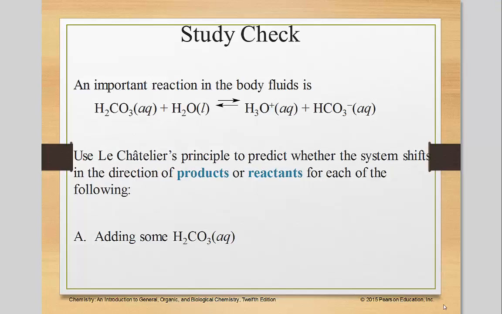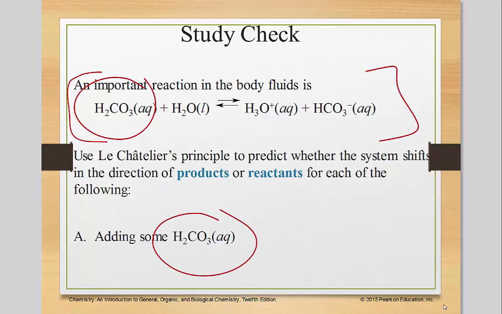Let's just do a little summary, making sure we're all on the same page. Here's the reaction: H2CO3 plus H2O yields H3O plus and HCO3 minus. If we add H2CO3, we're adding some of this. That's going to drive the reaction to the right. You're going to end up producing more products in this procedure.